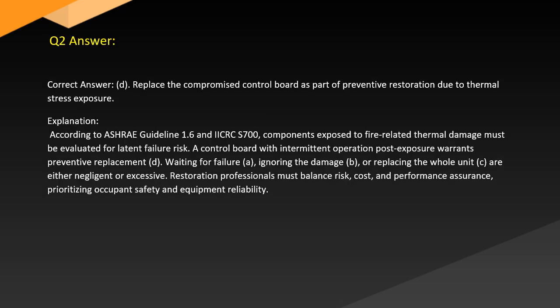Answer. Correct answer: D. Replace the compromised control board as part of preventive restoration due to thermal stress exposure. Explanation. According to ASHRAE Guideline 1.6, components exposed to fire-related thermal damage must be evaluated for latent failure risk. A control board with intermittent operation post-exposure warrants preventive replacement.